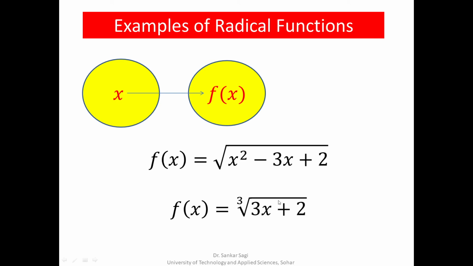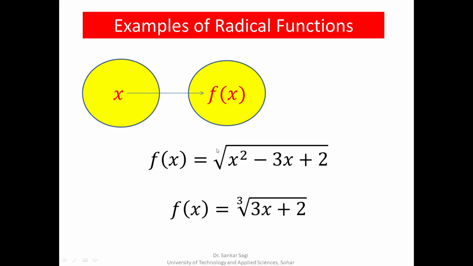Now let us look at examples. f(x) is equal to square root of x squared minus 3x plus 2. So this is a radical function where x terms are under the square root. Nothing appearing here indicates it is a square root. And another example, you can take f(x) is equal to cube root of 3x plus 2. Here 3x plus 2 is under the cube root.